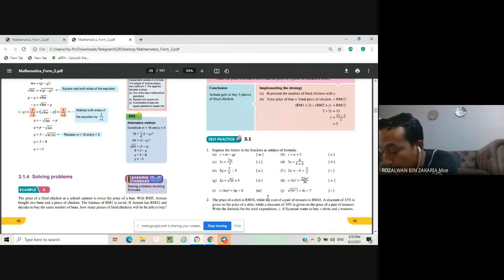Okay, question number 1, Self-Practice 3.1. For A, we have Z equal to M minus QP, then in bracket M.